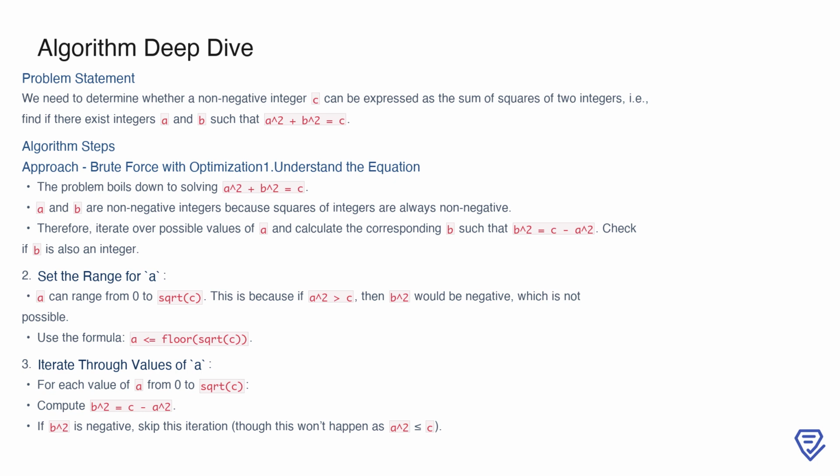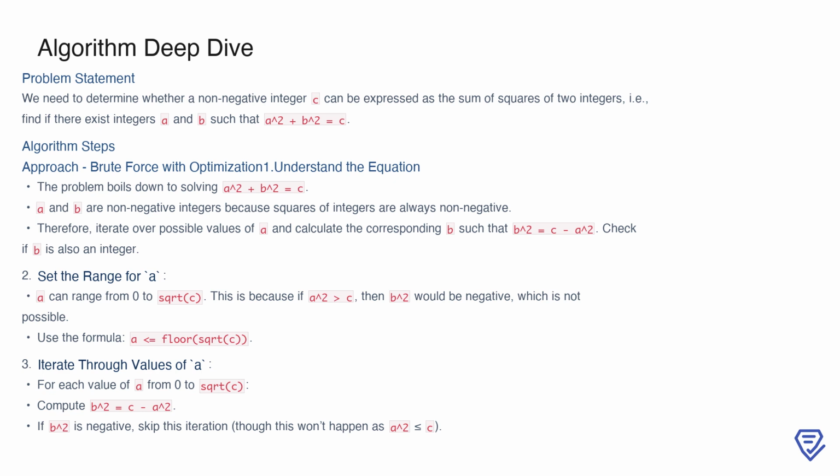To solve this problem, we need to determine if a non-negative integer, c, can be expressed as the sum of squares of two integers, a and b. In other words, we need to check if there exist integers such that a^2 + b^2 equals c. The brute force approach involves understanding the equation itself.